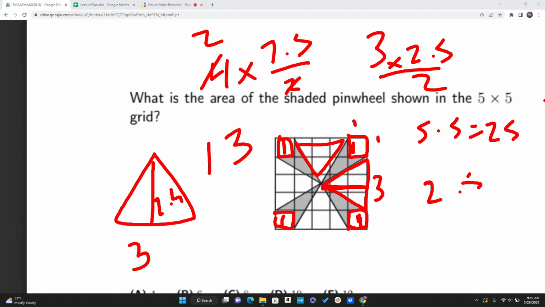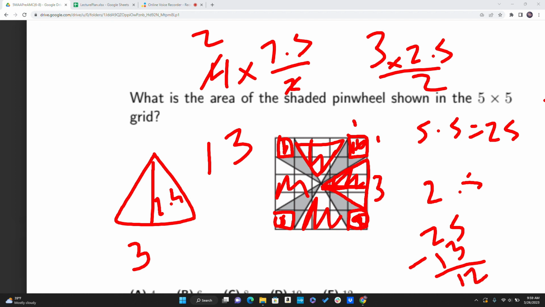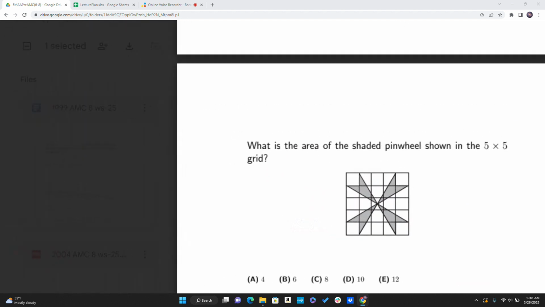So our unshaded region, all of this, and all of this, and all of this, and all of this, and our corners, they all add up to 13, and the total square is 25, so doing 25 minus the 13 is going to leave us with just the shaded area. 25 minus 13, that is 12, which is answer choice E.